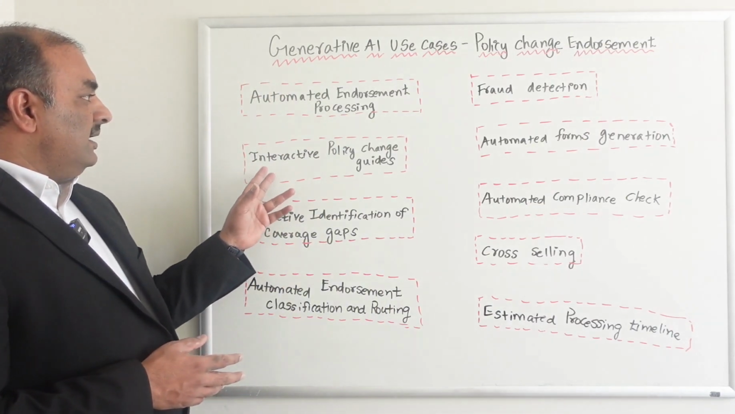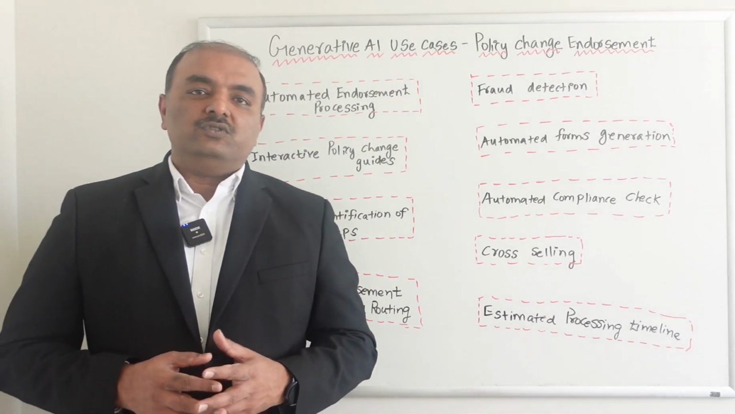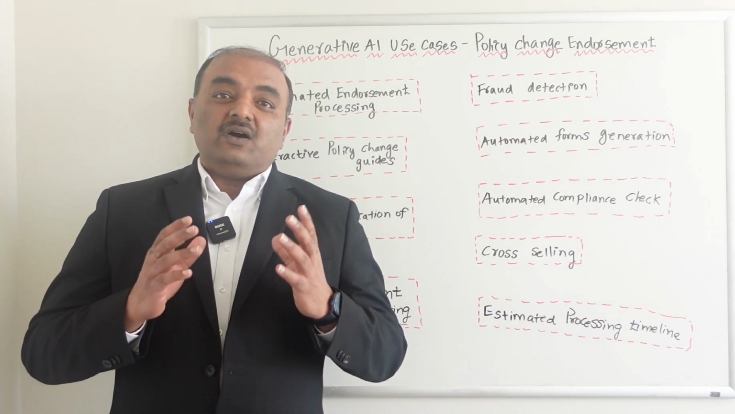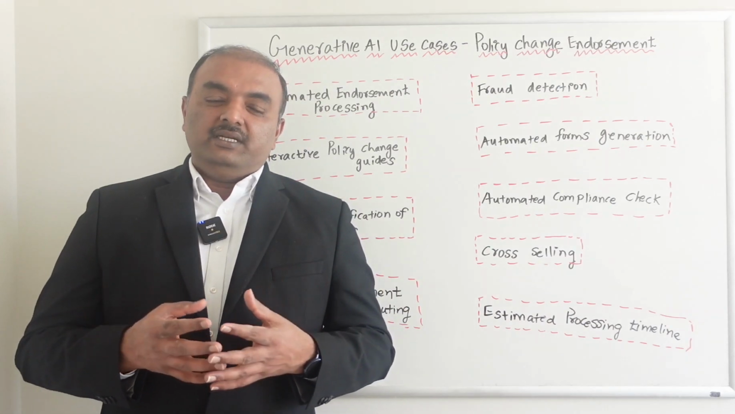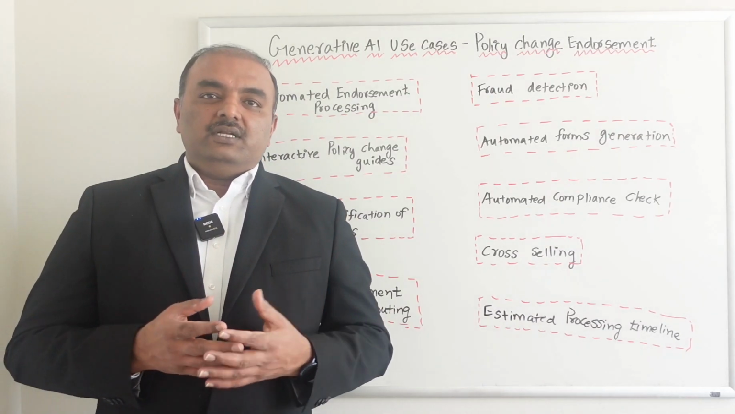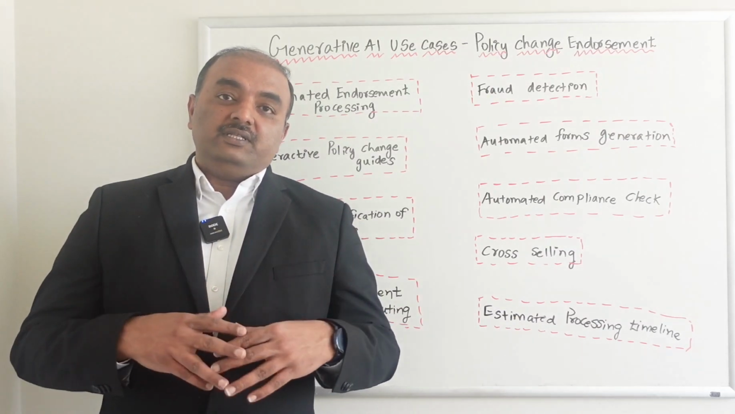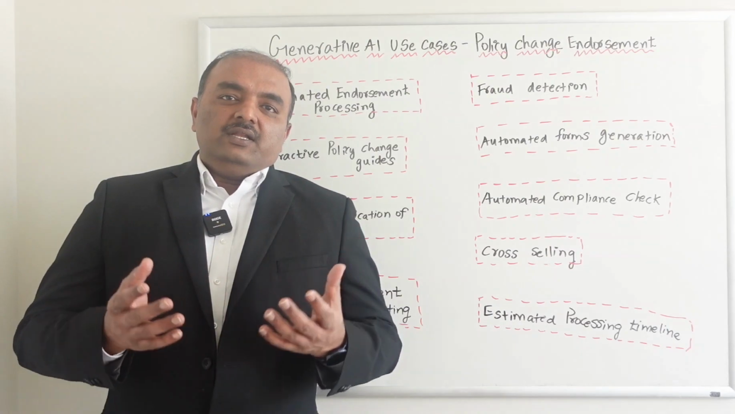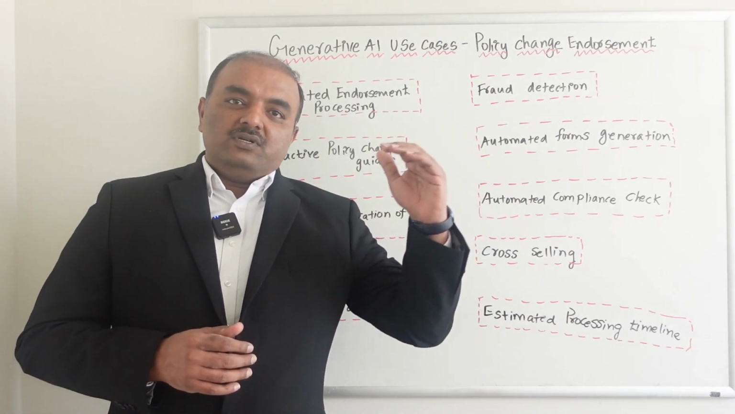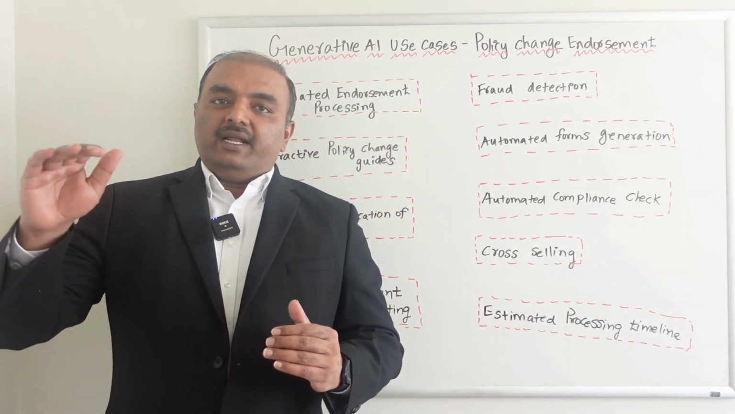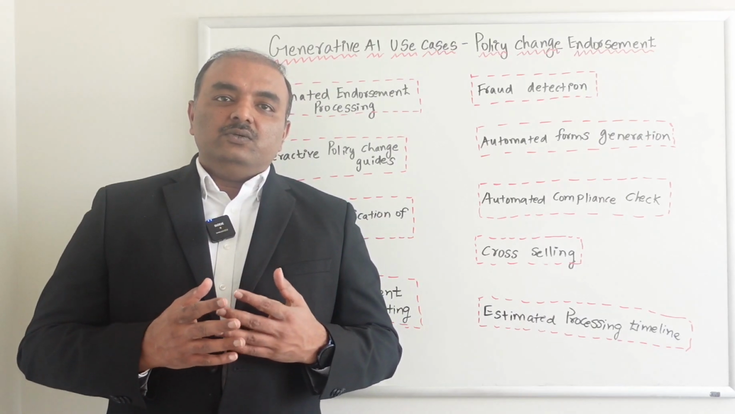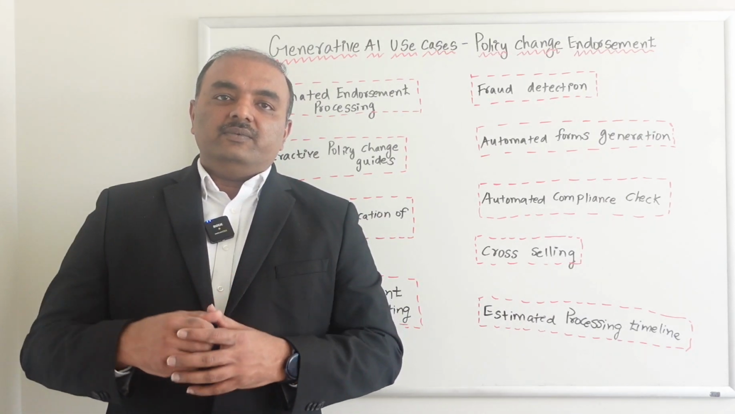The second one is interactive policy change guides. Most of us know the main use case of generative AI is creating new kinds of documents. Now assume that a personal auto policy end user needs to make a change themselves in the portal. Generative AI can generate documents or guides. Say if you want to add a car, follow step 1, step 2, step 3. If you want to remove a driver, do this step 1, step 2, step 3, so that end users can do it themselves without any help from the insurance company.